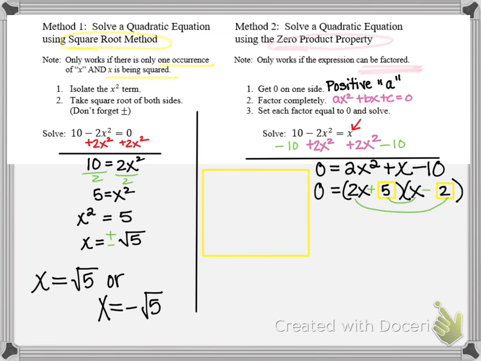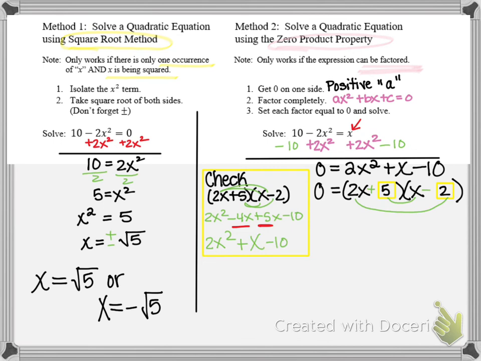Let's just check that off to the side to make sure we agree with the factors. So 2x plus 5 times x minus 2. If I distribute, I'm going to get 2x squared. On the outside, I will get minus 4x, the inside will be plus 5x, and the last two will be minus 10. And then when I combine like terms in the middle, I get 2x squared plus x minus 10. Yes, it checks out. So I'm happy with my factors.